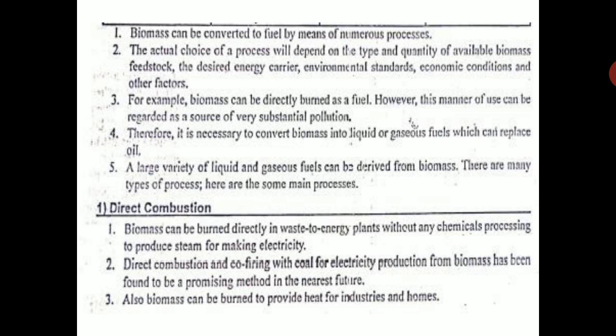So, we will see few processes, like direct combustion. As we are discussing, biomass can be burnt, like wood can be burnt directly without any processing, and it can produce steam. Means heat water to make steam, and then steam can run a turbine and produce electricity. Then direct combustion and co-firing. Co-firing means blending with coal and burning. That also is promising.